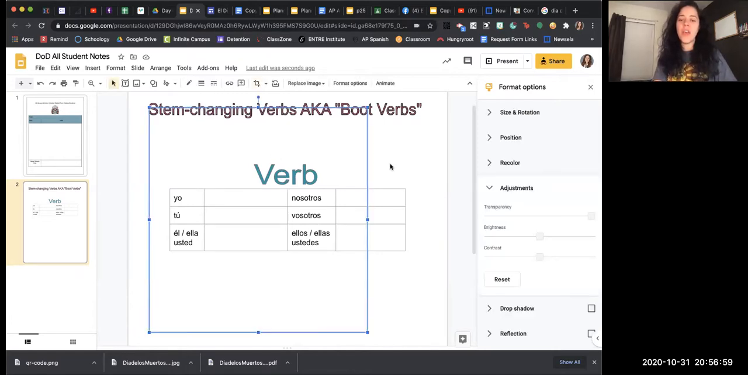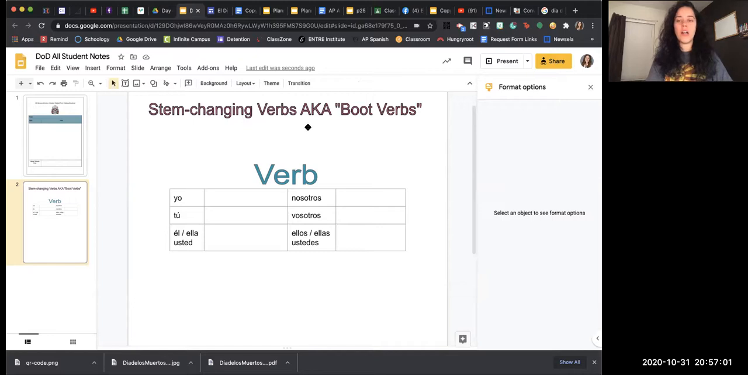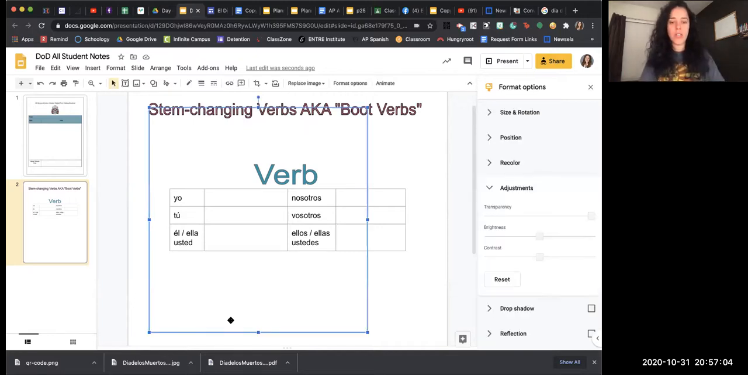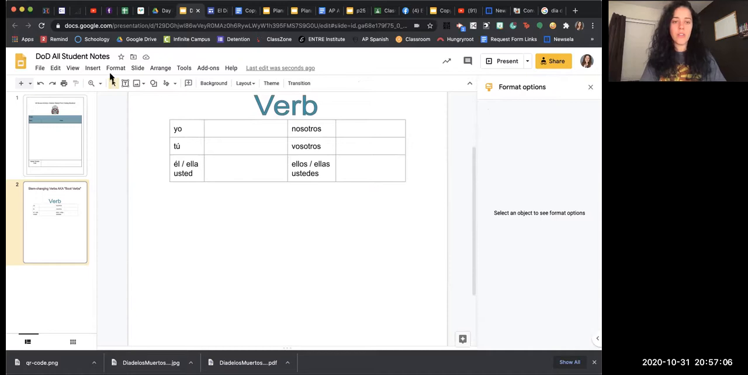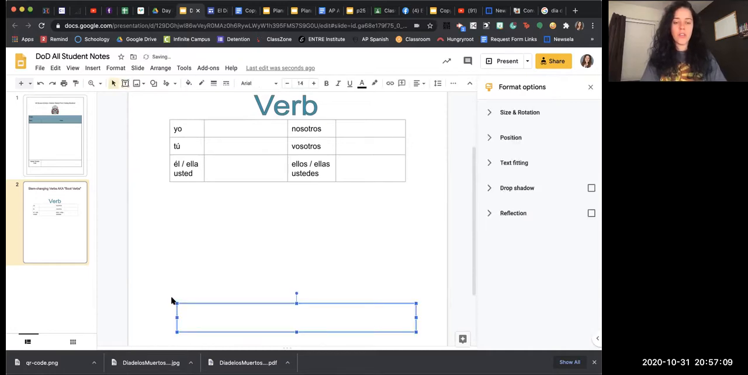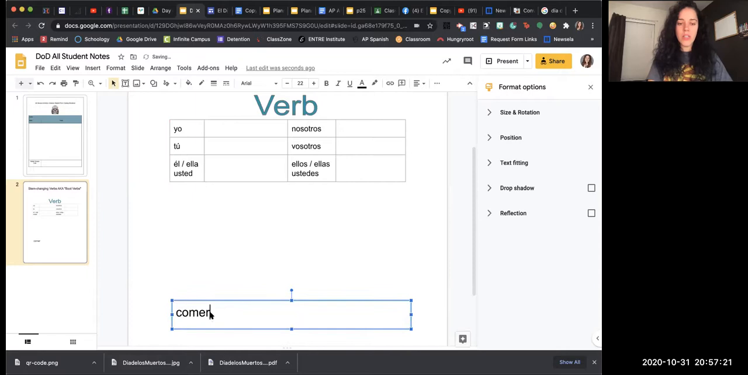For example, if I have the verb comer, down here I can type the verb comer. Comer is an ER verb, right? I'll make it a little bigger so you can see it. Now, the rule is to drop the ending, okay? If I drop this ending, what I'm left with is com. That is the stem of that word. So whatever verb you're working with, drop the ending, and whatever's left over is the stem, okay?